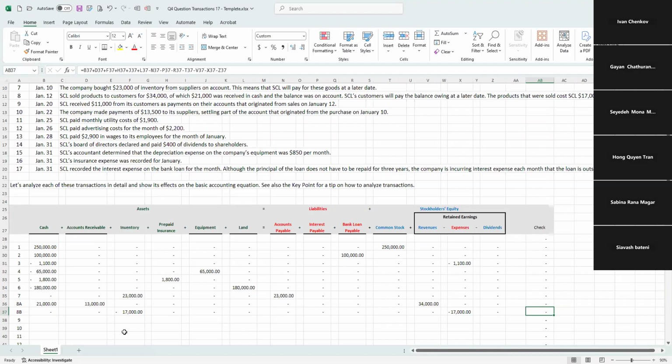So the revenue is always going to go either with cash or with accounts receivable, because you need that revenue to come to you. But the cost of the product, you always have to take it out from your inventory because you don't have the product anymore. You just sold it.